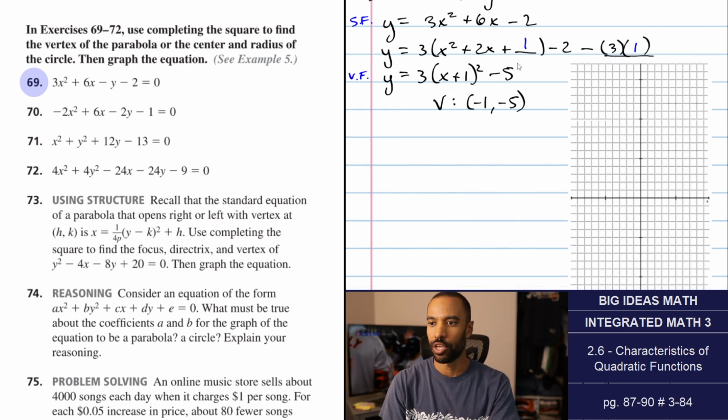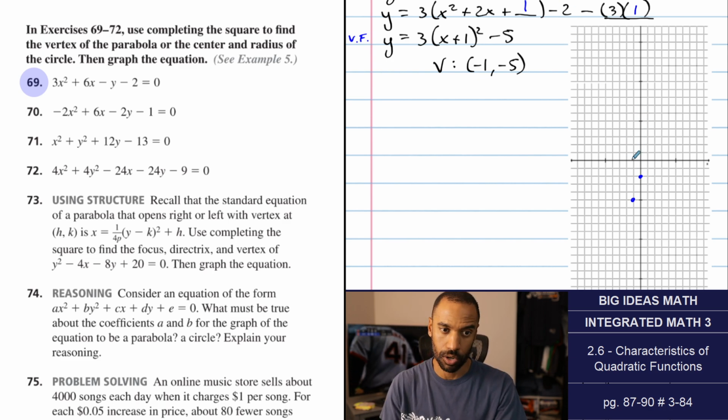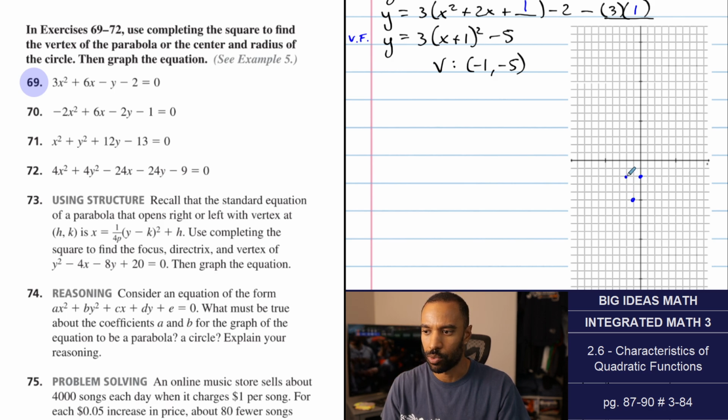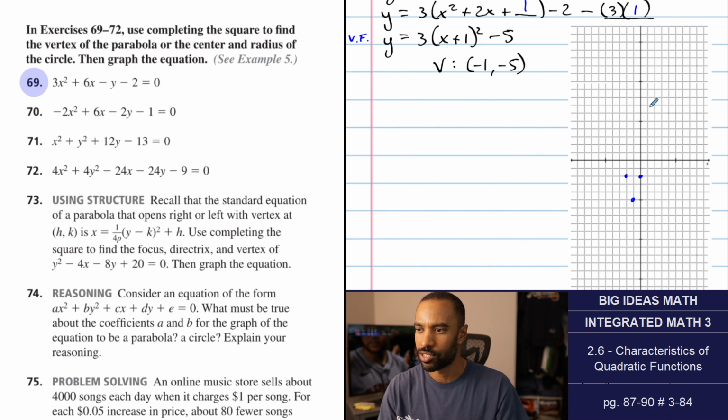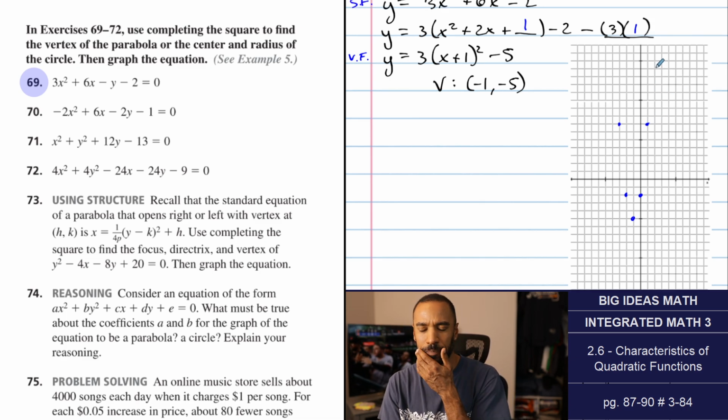So even though I have negative 2, negative 2 is a y-intercept. Negative 1, negative 5 is the vertex. It also makes the axis of symmetry. I'm not going to draw the axis of symmetry if I don't feel like I have to. But this point does reflect across. The stretch factor is 3, so 1, 3 does apply. 2, 12 is next. 12 up from negative 5 is 7. 3, 18.